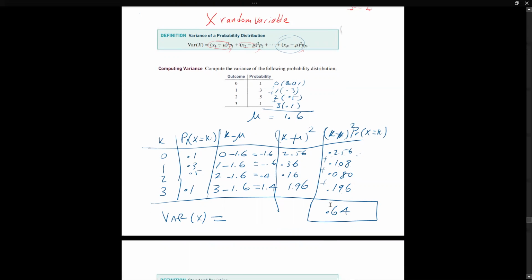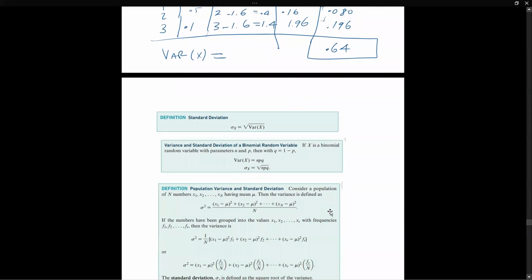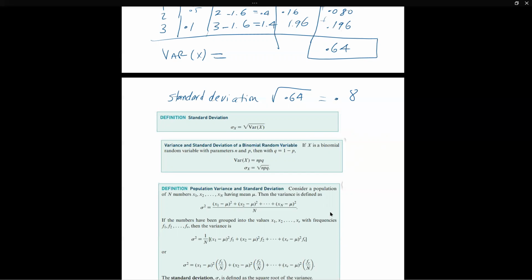So what is the standard deviation? The standard deviation is the square root of the variance. So if we know how to calculate the variance, then we can calculate the standard deviation. For this given problem, if we were asked for the standard deviation, it would be the square root of 0.64, which is 0.8.